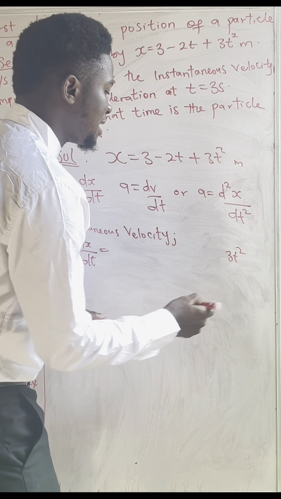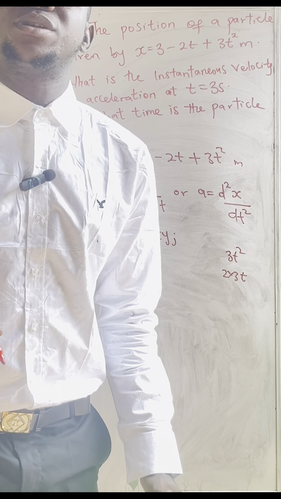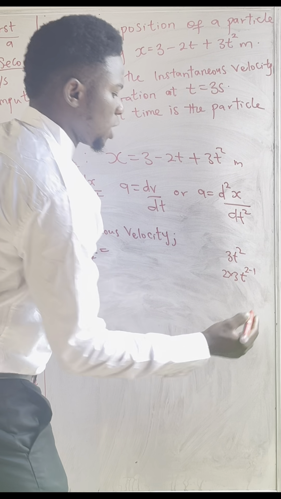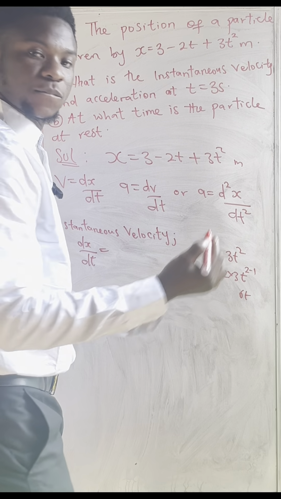What is 2 times 3? That will be 2 times 3t. And the second thing I'm going to do with the power is that I'm going to minus 1 from the power. I'm going to write 2 minus 1. That's it. So the final answer for this will now be what? 6t. Do you get that?